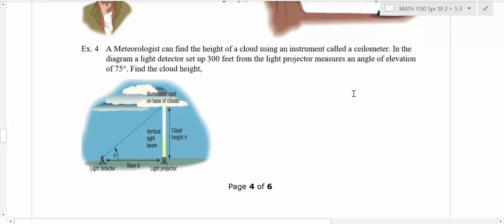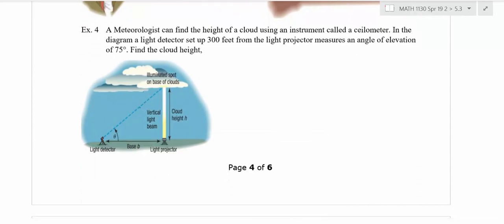So the idea with this is, okay, you have a light detector and you have a light projector. So I guess you're just projecting light up, and it'll illuminate a little spot on the base of the cloud, and then that detector can measure this angle then. So that makes sense to me, so you could figure out the height of the cloud that way then. I'm sure there's other ways that's done, though. So that would be the idea.